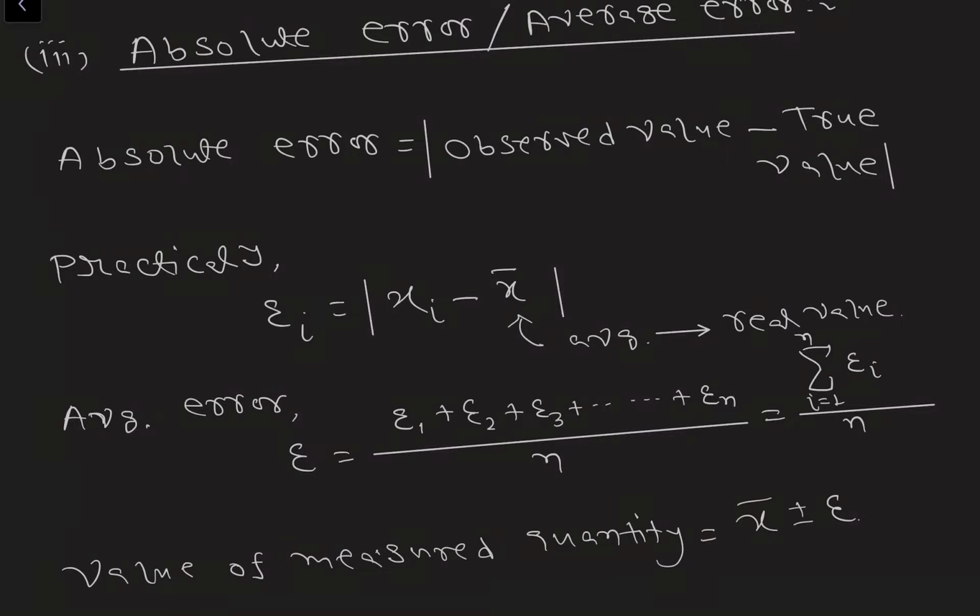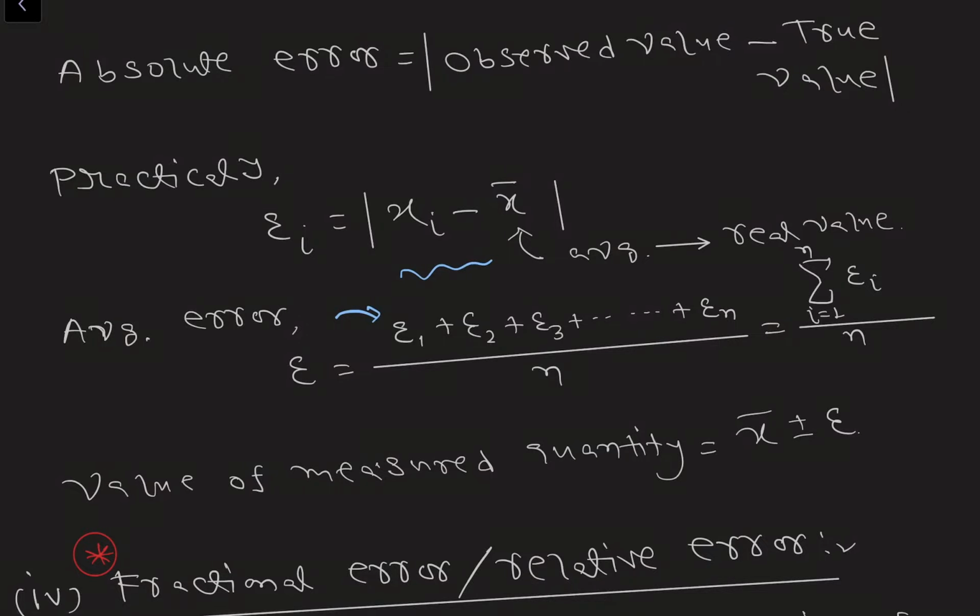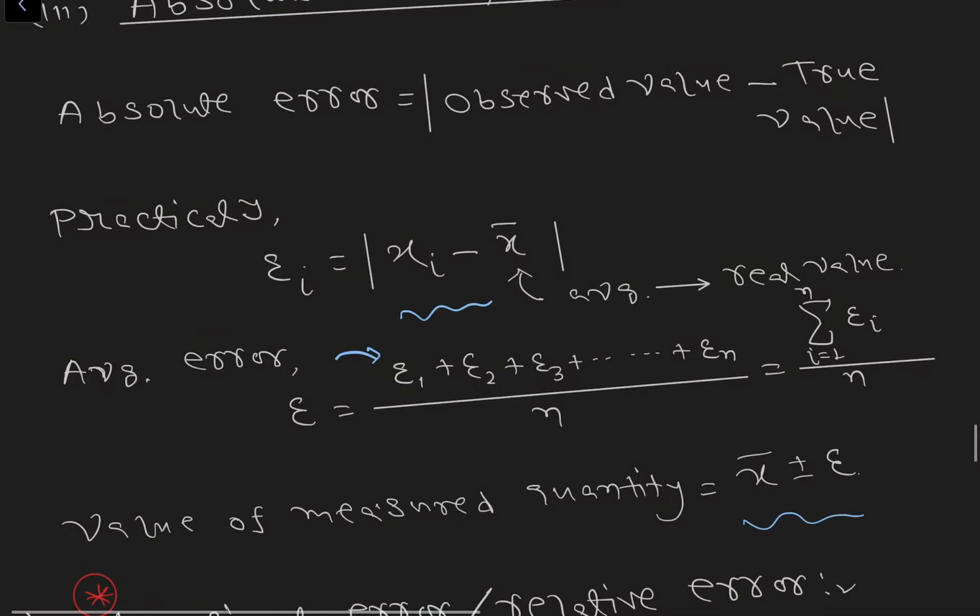Now we come to the next term, which is absolute error, and another term is average error. Absolute error is observed value minus true value. As we said earlier, there is nothing like a true value, so practically we take absolute error as the difference between a measurement and the average value. Then the average error will be the average of all those absolute errors. Then we can write the value of a measured quantity as the average value of the measurement plus or minus this average error.